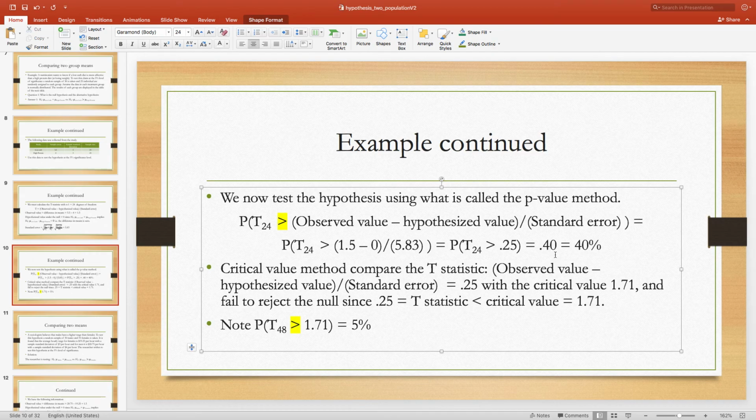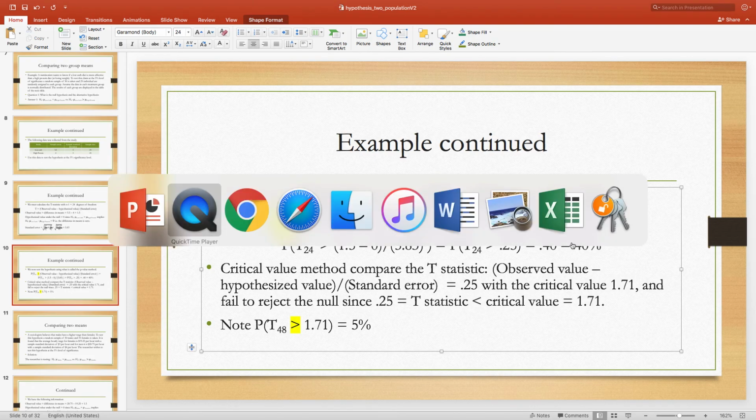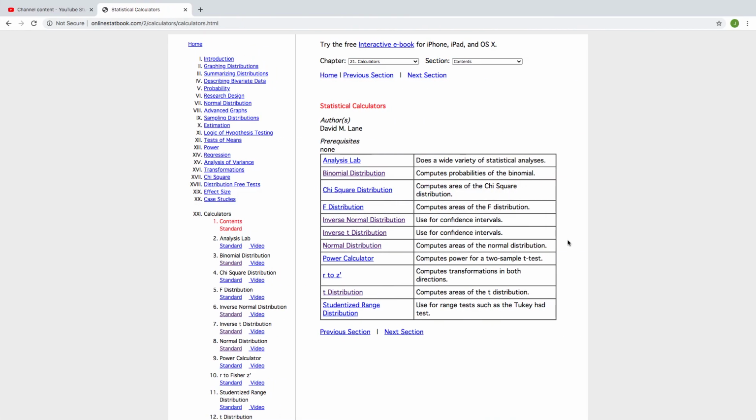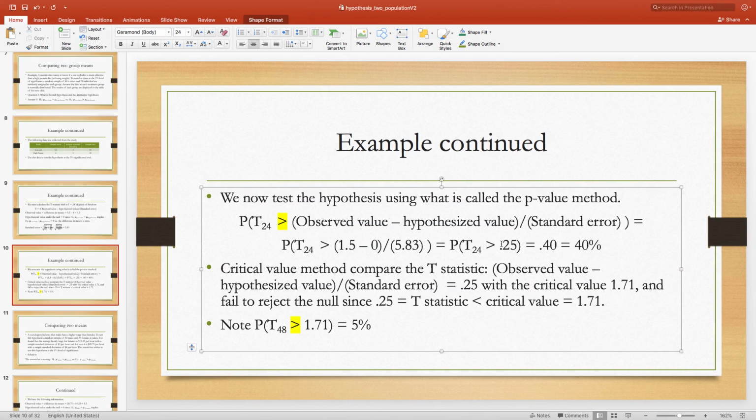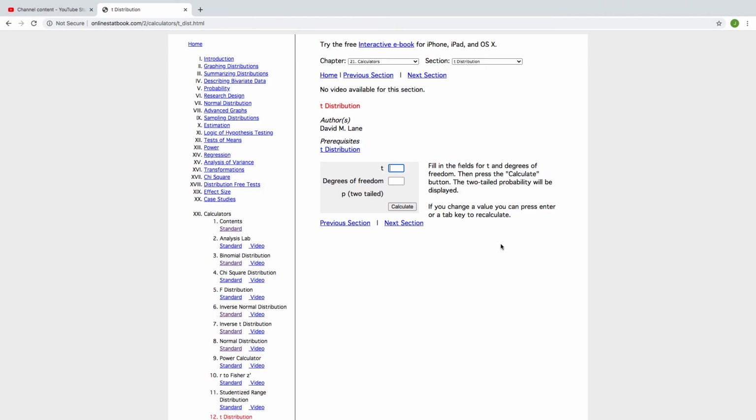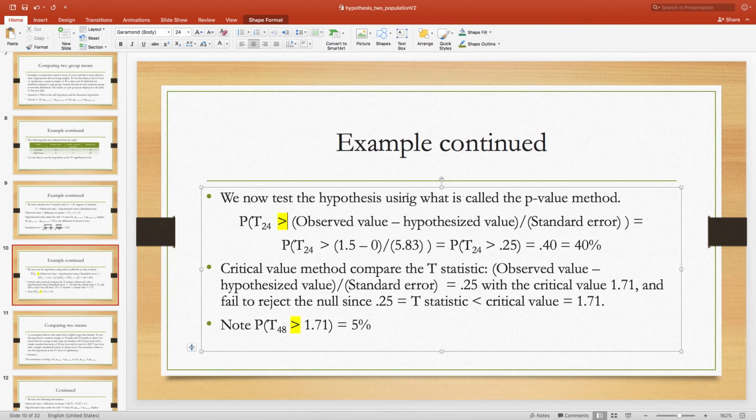Okay. And I'll show you how I got this 0.40 in the online calculator. So if I go to the online calculator, I'm going to use the t-distribution. And the t-distribution, its value is this 0.25. And I have 24 degrees of freedom. And I'm going to calculate the two-tailed. Because it's two-tailed and I'm only using a one-tailed test, I need to divide this by 2. So 0.8 divided by 2 is going to be 0.4, or roughly 40%.